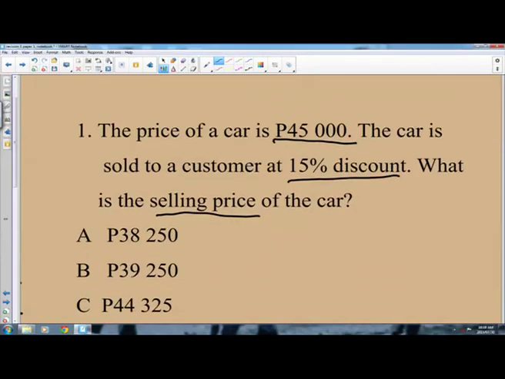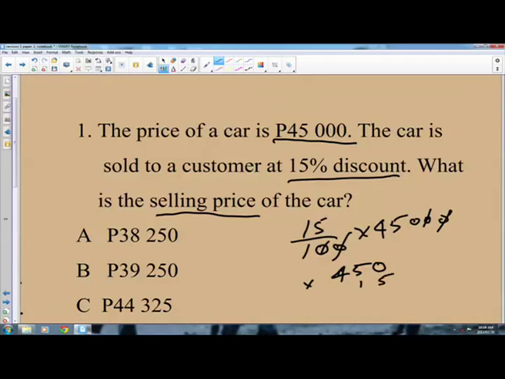It's 15%. So this is 15 out of 100, because percentage simply means out of 100. So it's 15 out of 100 times the price, which is 45,000. So never mind about the units. We are interested in the numerical value. So it's 15 over 100 times 45,000. And then this cancels this. The 0 here cancels this one. So what do we have? We have 450, multiply this by 15, and then what will we get?